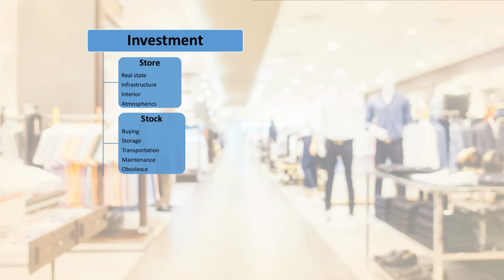Now, the revenue model for the retail business involves the following. The first is the investment of the retailer. In the store, they have to procure the real estate, infrastructure, store interiors, and invest in the atmospherics. So, there is investment involved in the store. Then, in the stock, not the stock market, but the inventory, that is buying the merchandise from the suppliers or the manufacturers, its storage, its transportation, maintenance, and then also managing the obsolescence or the wastage, etc. So, there is investment involved in the stock.